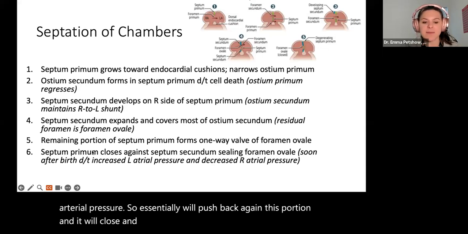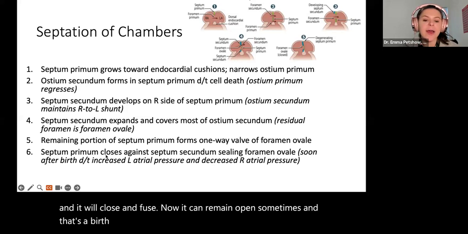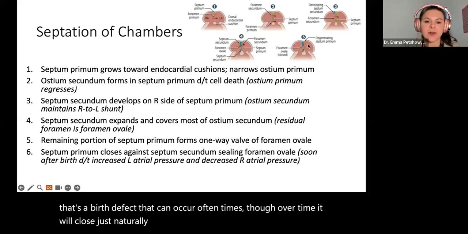Now it can remain open sometimes, and that's a birth defect that can occur. Oftentimes though, over time it will close just naturally. Sometimes surgical intervention needs to happen.